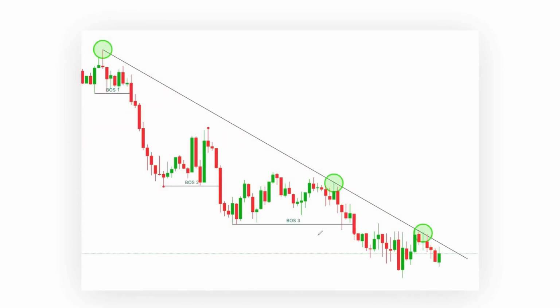There can be a lot more break of structures, but we at least need 2 breaks of structure in a trend in order to confirm that we have a lower low, lower high, lower low, lower high, and then a break of structure, which gives us that downtrend. These are the unique identifiers of a trend.